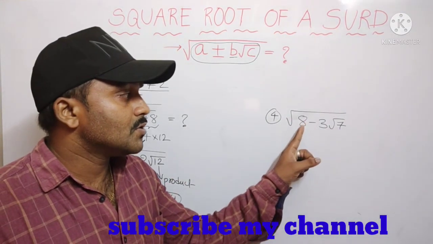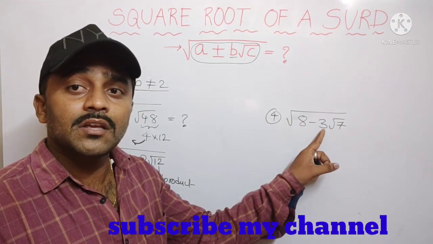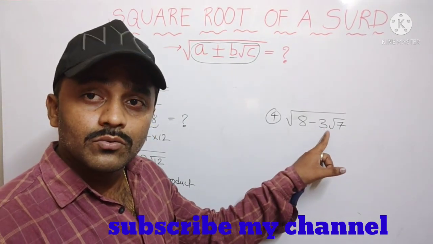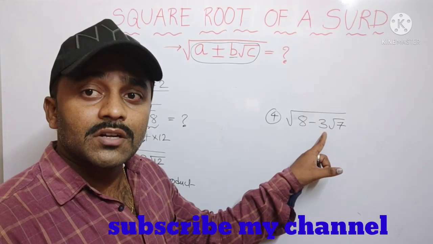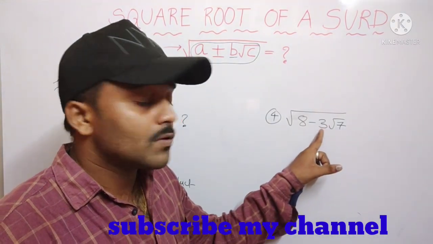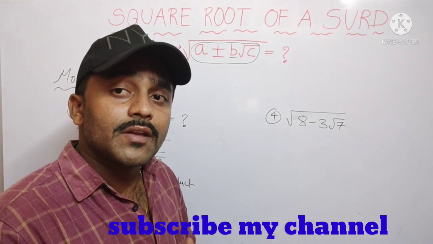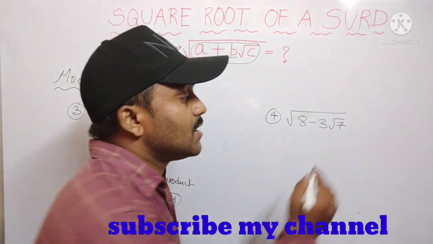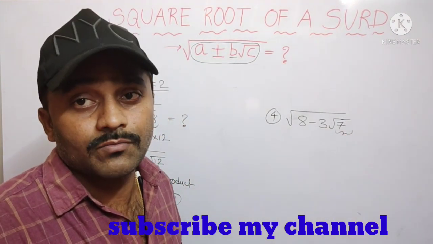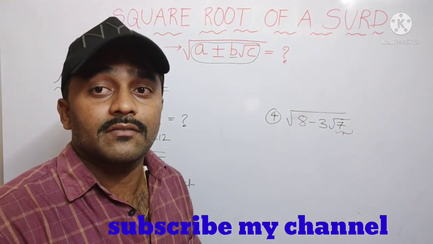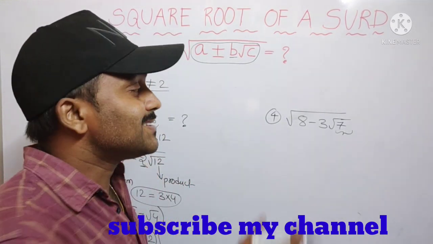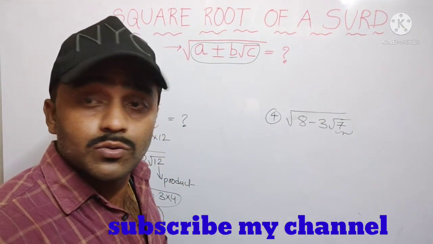What do we have here? Square root of 8 minus 3 root 7. Here also we don't have 2. Our task is to bring 2 here. So how can we bring it? If you see the inside value, inside root 7, 7 is not a multiple of 4. This is different. It is not a multiple of 4. For this type of problem, inside you multiply and divide with 2.